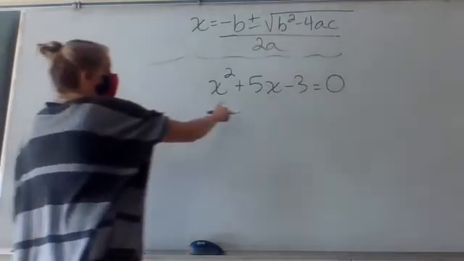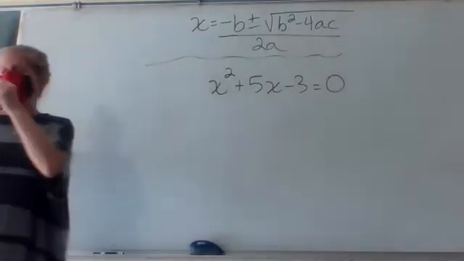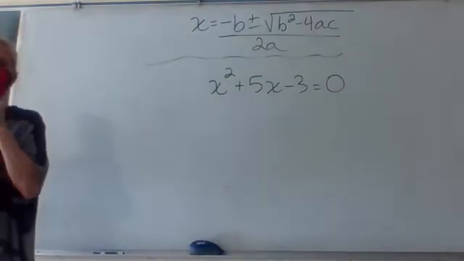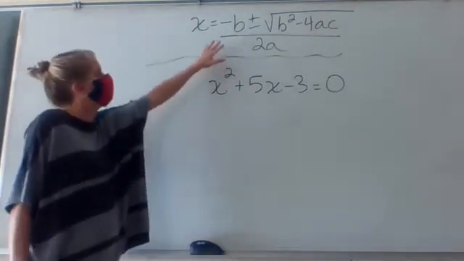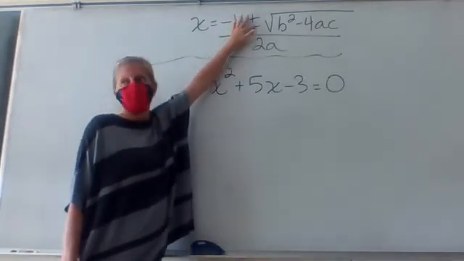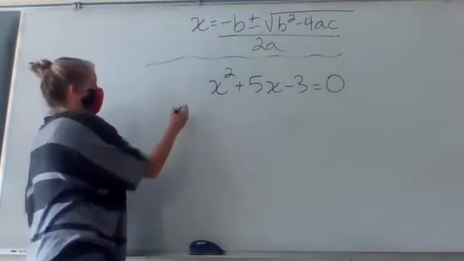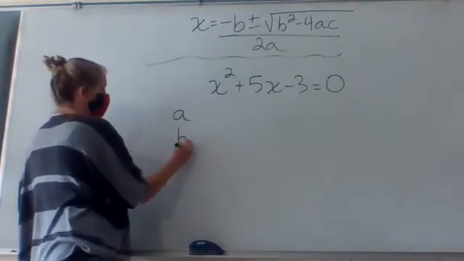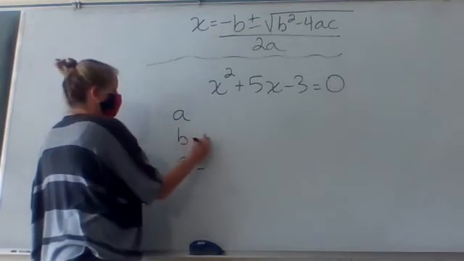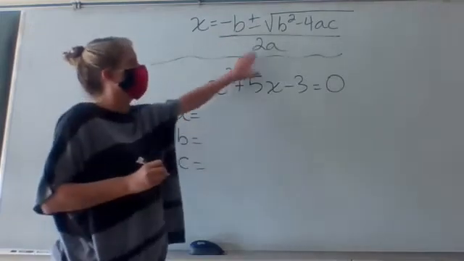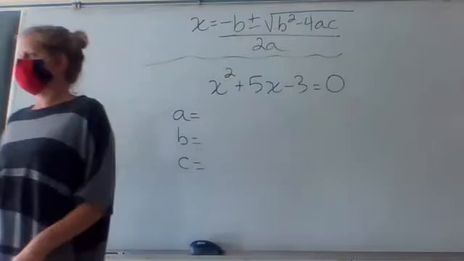So here's the problem I'm trying to solve. It is going to come up with 2 solutions. The reason it comes up with 2 solutions using this formula is because of that plus and minus. So let's look. I need to figure out what my A, B, and C are. The A's, B's, and C's are what you're going to plug into that formula.